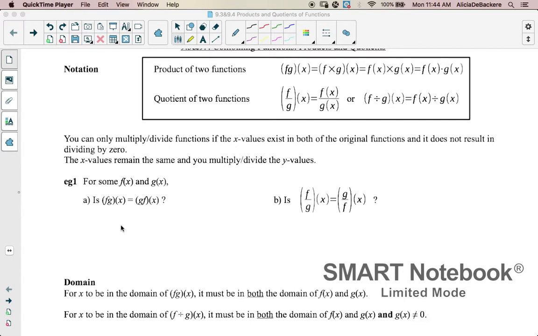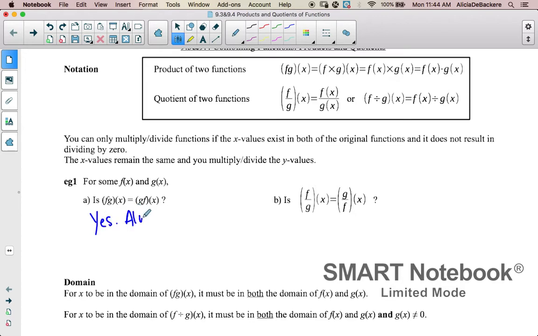So for some f at x and g at x, is it true that f times g at x will always equal g times f at x? And yeah, that one's going to be true. If you think about 2 times 3, it's always equal to 3 times 2. And it doesn't matter if I use negative numbers or fraction numbers, it's always going to be true. So yes, this one is always true.